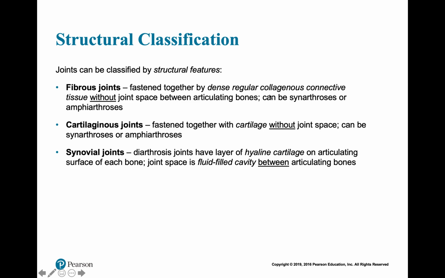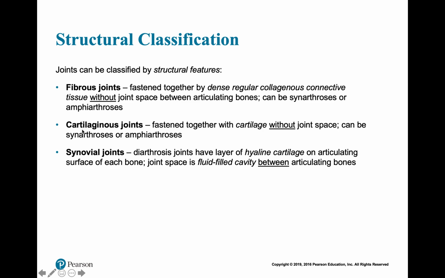So fibrous joints will be synarthrotic joints or amphiarthrotic joints. So they will either allow no movement at all or little movement, okay? And that makes sense based on the type of tissue that makes it up and the fact that there's no cavity between the two bones.